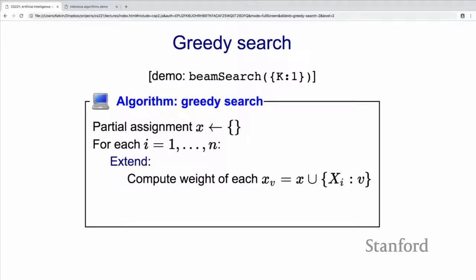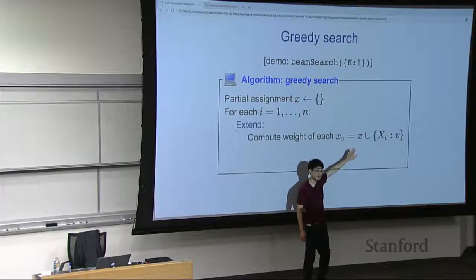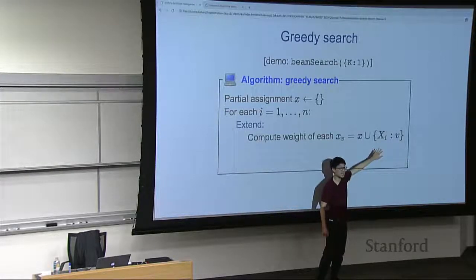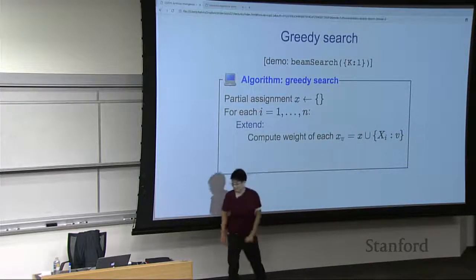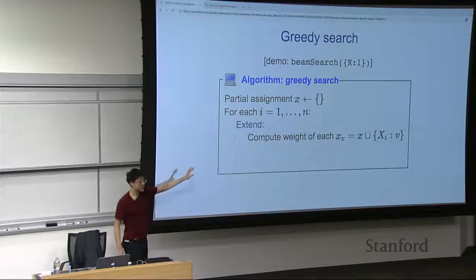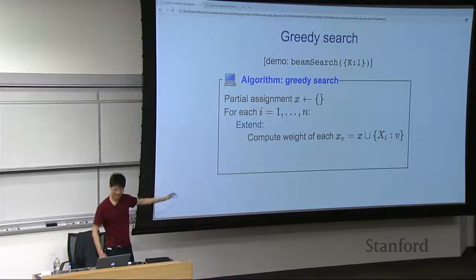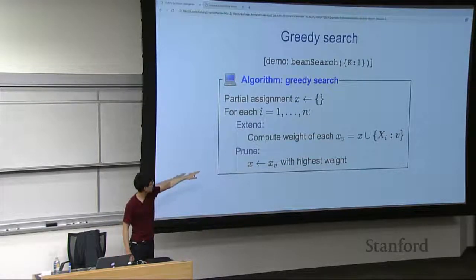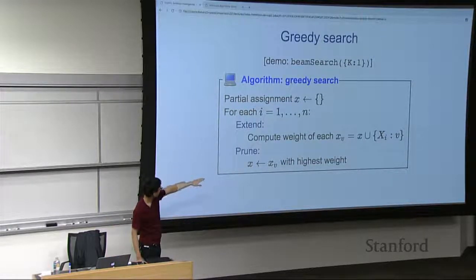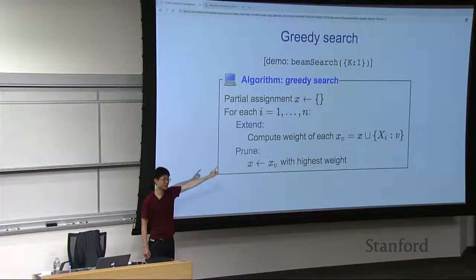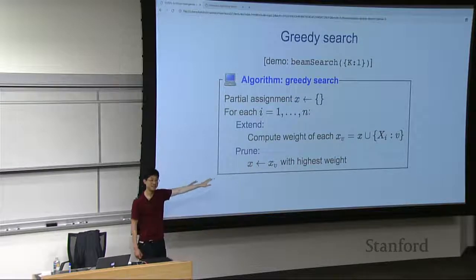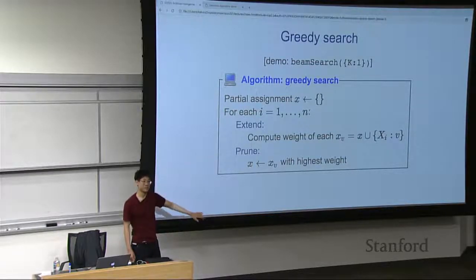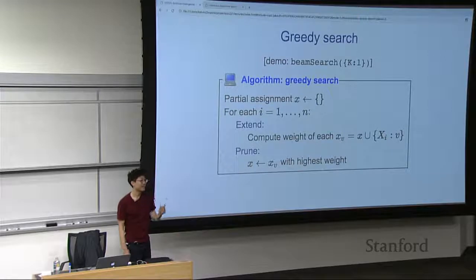And for each one, let's look at this notation right here. So x is all of our assignments so far. And this is saying, add to that assignment the fact that xi I'm setting equal to v. And then we take that assignment and compute its weight. Once we've done that, we consider all the different v's that you could have set xi to, and we pick the v that had the highest weight. And then we repeat that process for every variable. And that's greedy search.